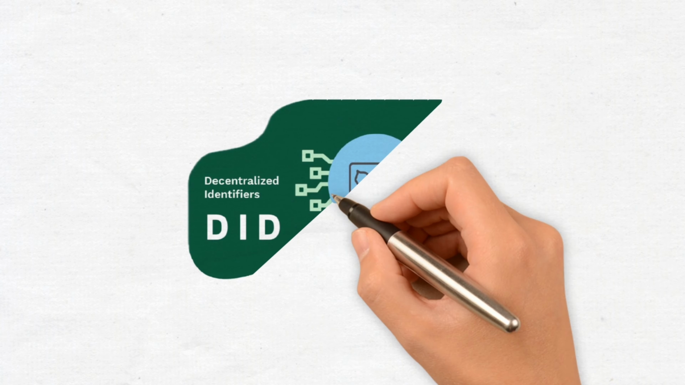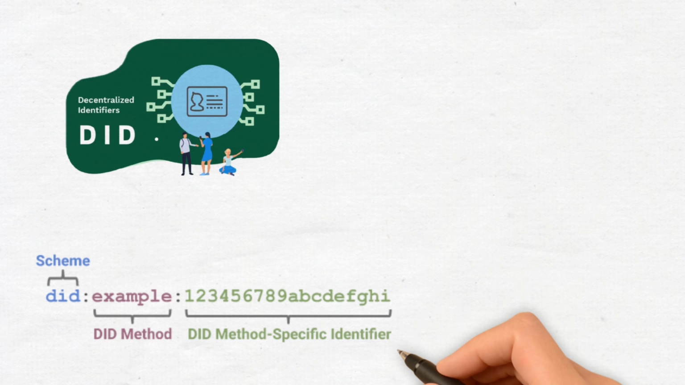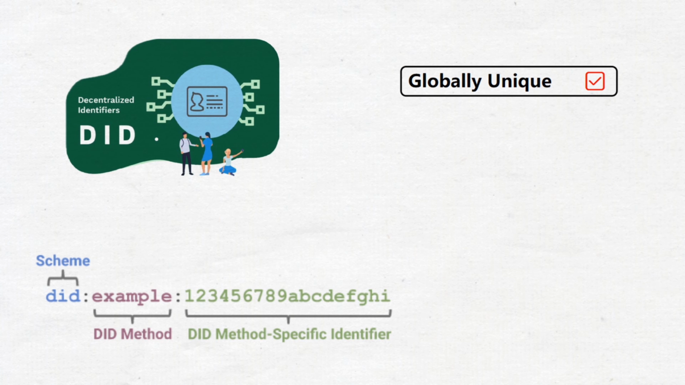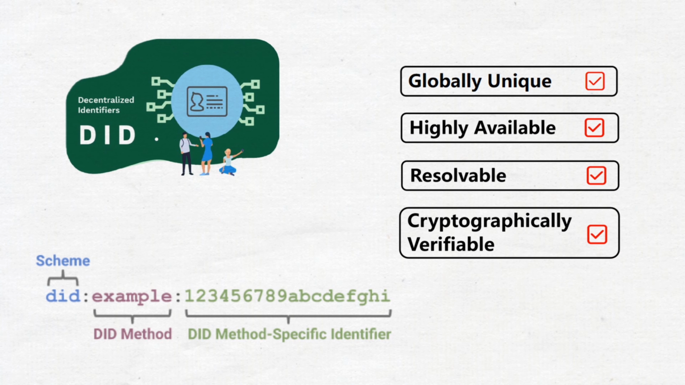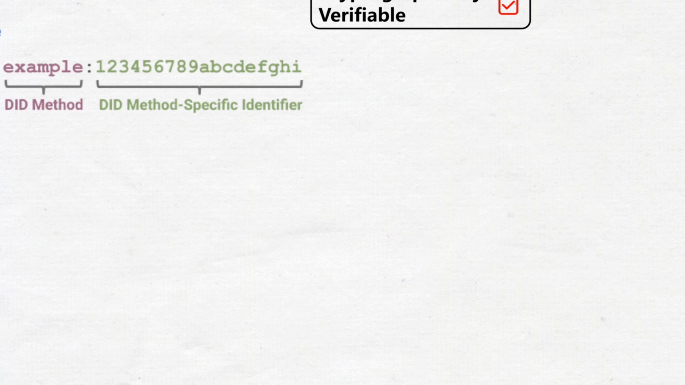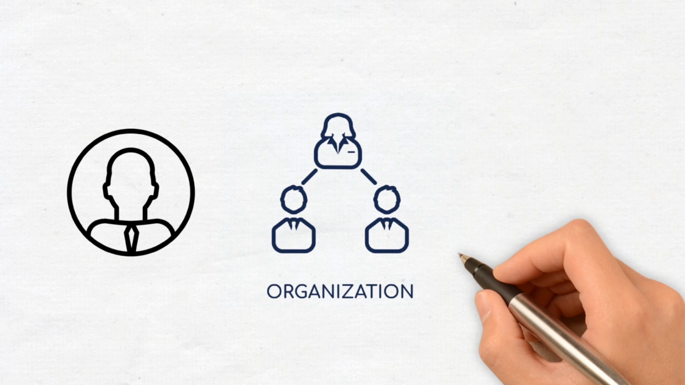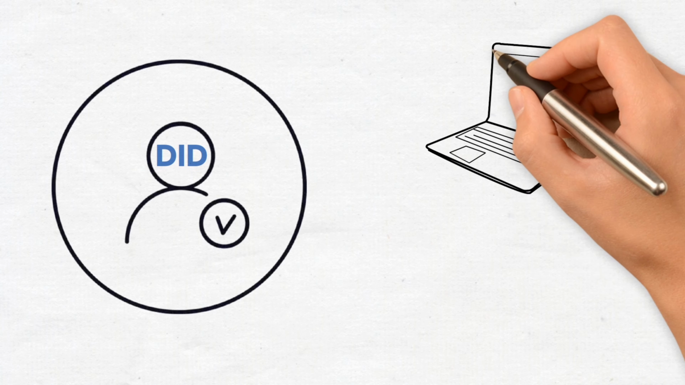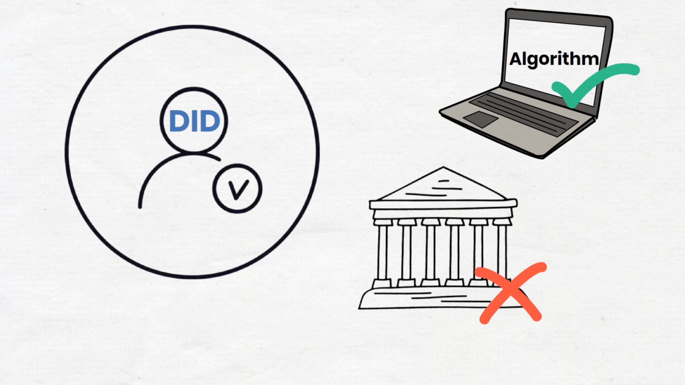A DID, which is short for Decentralized Identifier, is simply a URI in the form of a string that is globally unique, highly available, resolvable, and cryptographically verifiable. It can be used to identify any kind of subject, such as an individual, organization, object, etc. For users, their DID is fully controlled by themselves and is generated according to a defined algorithm, not given by a single institution at its sole discretion.